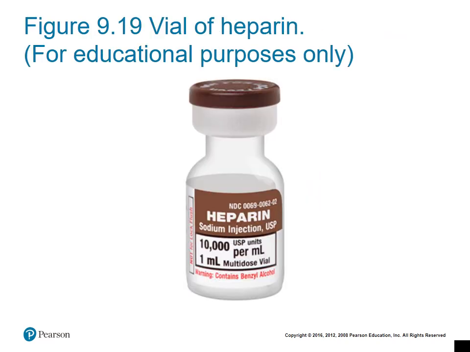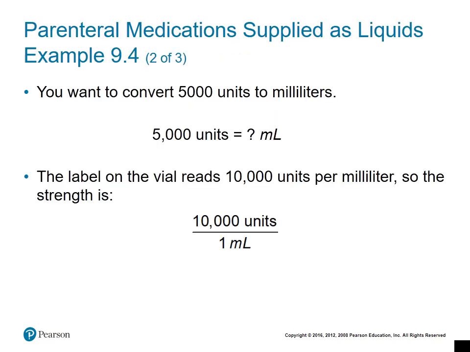Here's an example of a vial for heparin. Here's the label. We just mentioned this. 10,000 USP units, and this is per 1 milliliter. We want to convert 5,000 units to milliliters. So how does 5,000 units become milliliters? We're going to use our unit fraction, which is the strength. So the label reads 10,000 units per milliliter. So there's our unit fraction.